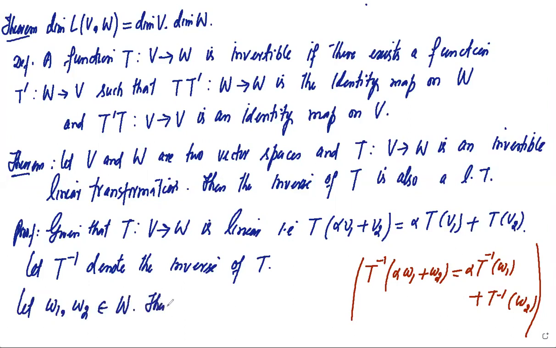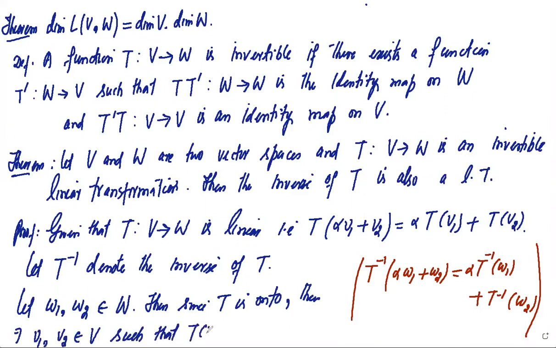So then, since T is invertible, it must be one-one and onto. Since T is onto, thus there exists V1, V2 belonging to V such that T of V1 is equal to W1, T of V2 is equal to W2. This directly comes from the definition that T is invertible and so T is onto, so therefore every element has a preimage. So we have defined the preimage of W1 and W2 as V1 and V2.